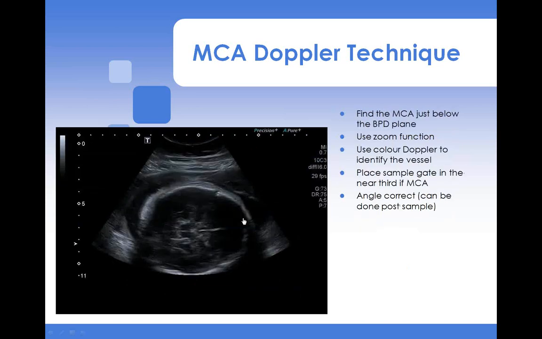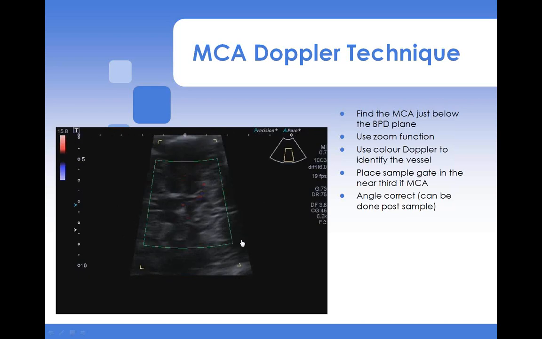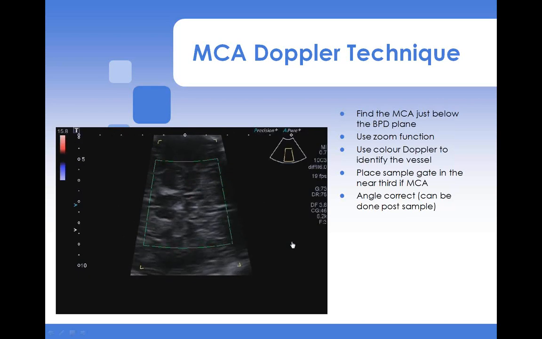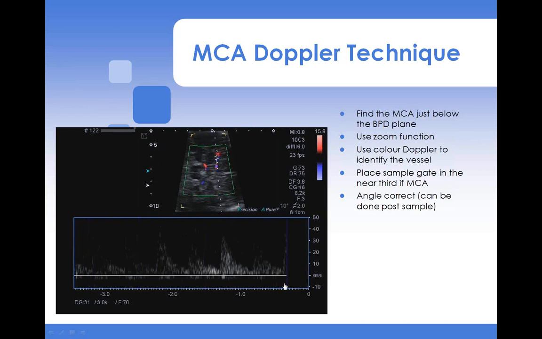So this is a short video showing MCA Doppler trace acquisition. Just below the BPD plane, zoomed in, color Doppler on. Middle of the vessel, angle corrected, medial third, and we have a trace.